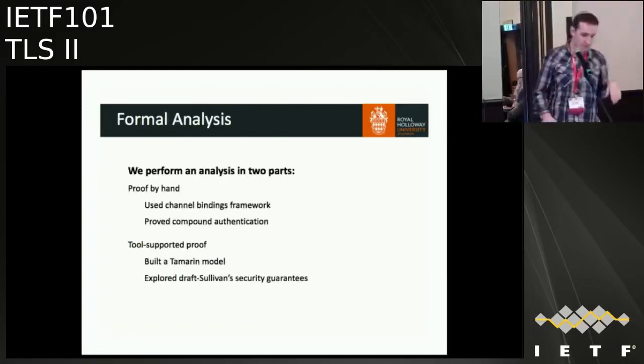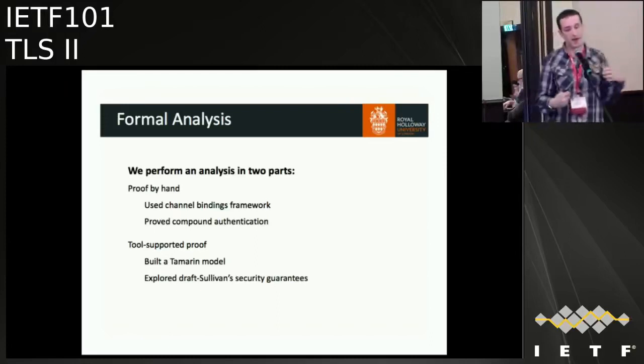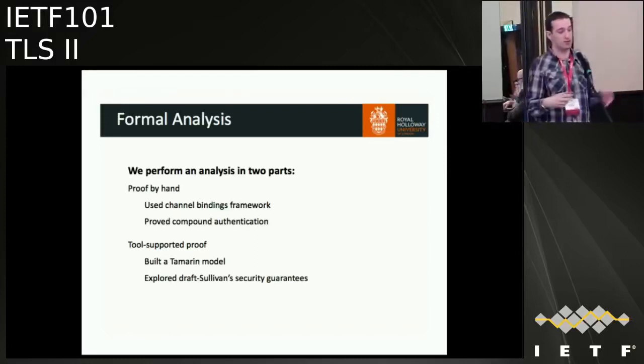Next slide, please. So what we did was a two-part analysis. We did a manual, by-hand proof, and then we did a tool-supported proof. Our by-hand proof used channel bindings, which I'm going to talk about in a moment, and we used it to prove compound authentication as defined in the literature. And then we built a Tamarin model and used that to explore the specific security guarantees we can get from draft Sullivan, which is the exported authenticators draft. Next, please.